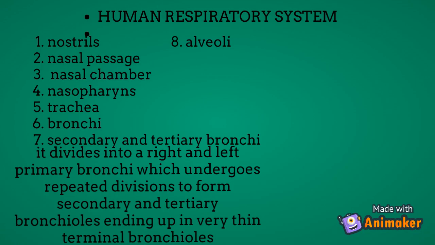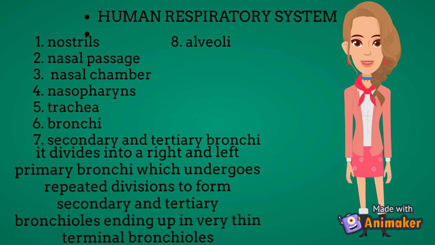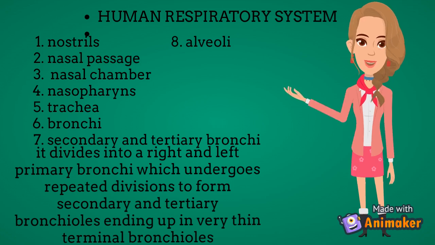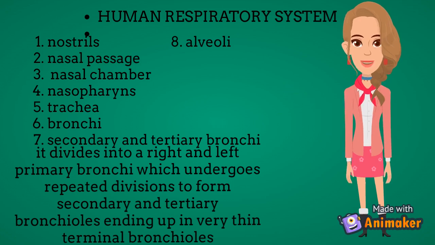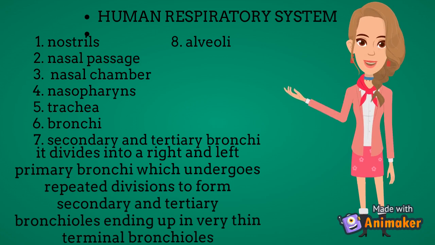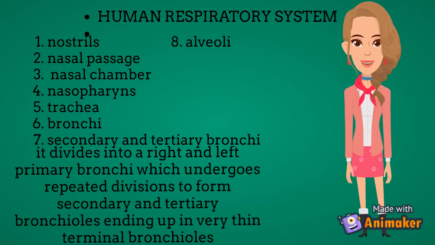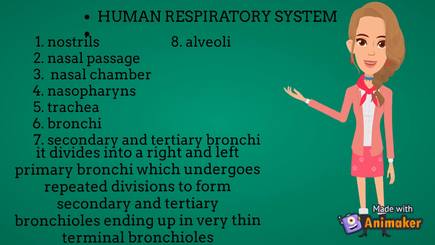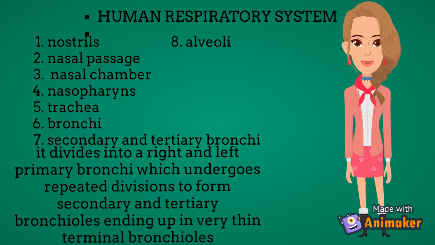The human respiratory system consists of a pair of external nostrils which open into the nasal chamber through the nasal passage. The nasal chamber opens into the nasopharynx, which is a portion of the pharynx. The nasopharynx opens through the glottis into the trachea. The larynx is a cartilaginous box which helps in sound production, hence called the sound box.